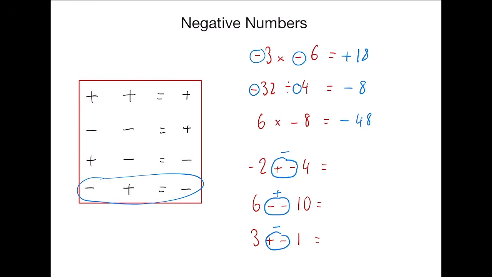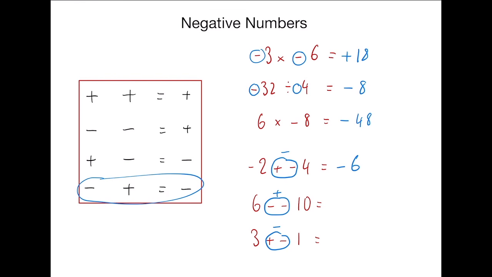Then we have minus 2 take away 4. If we're starting at minus 2, and we take away 4, that leaves us a minus 6. So you can see, even though both of these numbers are negative, the answer is still negative, and that's just because of the different rules when we're adding and subtracting.